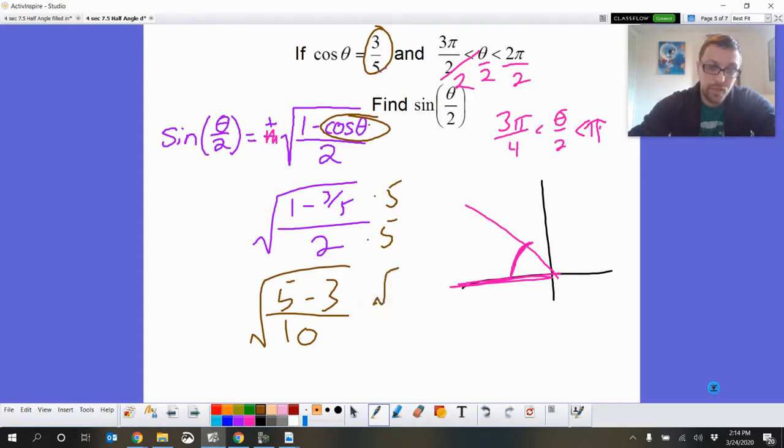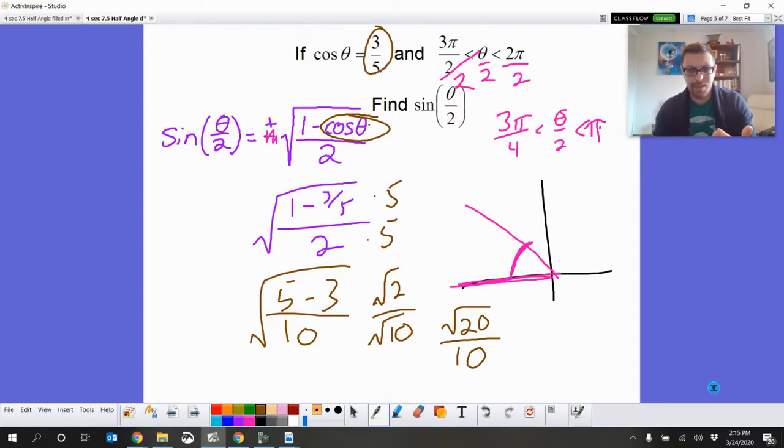So we get the square root of 2 over the square root of 10. We need to simplify this radical, so we get the square root of 20 over 10. What I was doing there is I multiplied the top and bottom by the square root of 10 in order to get rid of the radical in the denominator. But in doing that, now that square root of 20 can be simplified. That's a square root of 4 and a square root of 5. See how these just seem to not stop simplifying?